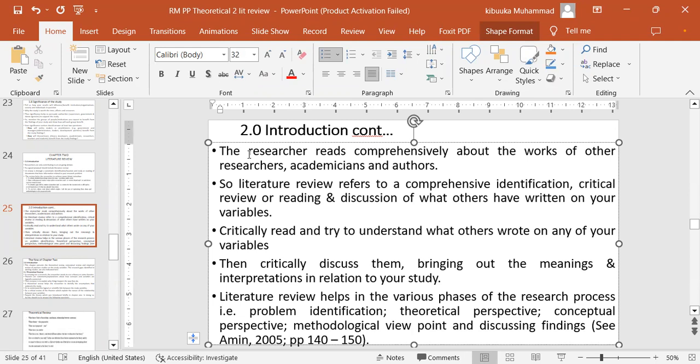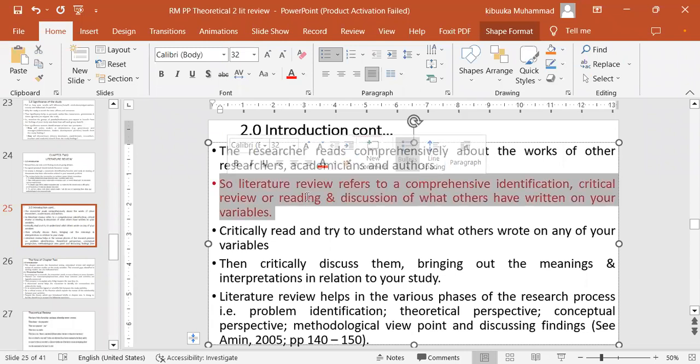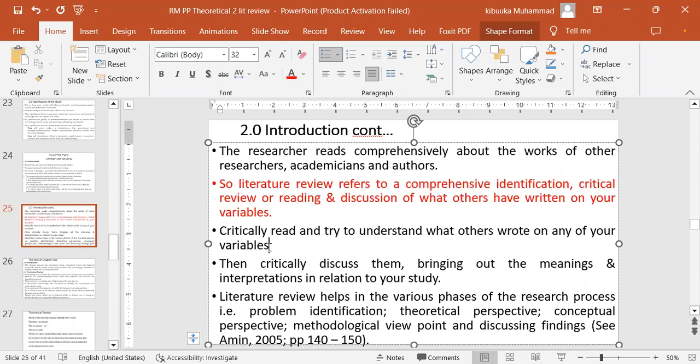For example, you need to have a target that maybe today I want to read 5. So once you identify the 5, you put them aside. If they are soft copies, you put them in one folder. Then you can begin reading comprehensively about them. So this point here is a replication of the first point in the introduction I talked about.